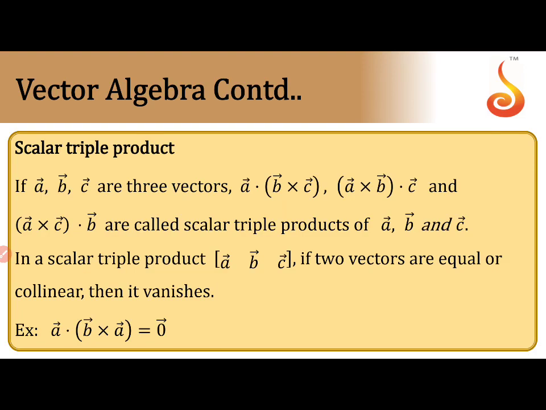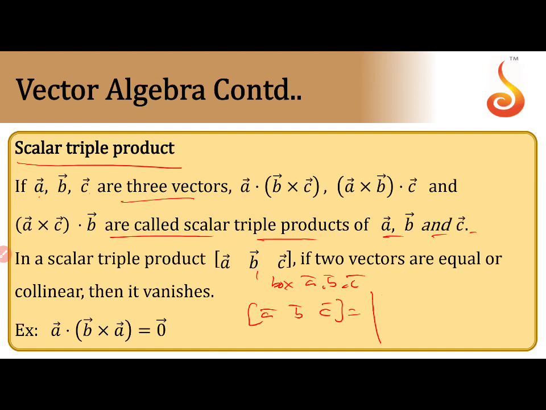Next, scalar triple product. This is only for objective. A bar, B bar, C bar are three vectors. A dot B cross C, A cross B dot C, and A cross C dot B are called scalar triple products of A bar, B bar, C bar. They are denoted by box ABC, which you can read as box A bar, B bar, C bar. The value of box A bar, B bar, C bar is equivalent to the determinant with rows A1, B1, C1 as A bar components, A2, B2, C2, and A3, B3, C3. That is called the box ABC value.